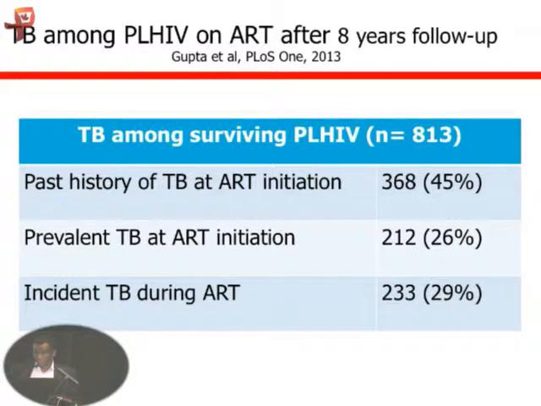What they found was that at the time of ART initiation, 45% had a past history of treated TB, and at the time of ART initiation, 26%, or 1 out of 4, were presenting with TB and were taking TB treatment. And almost a third, 29%, developed TB while they were still on ART. So again, this shows the magnitude of TB in people living with HIV, despite our efforts to scale up ART in a very dramatic way in the last decade.